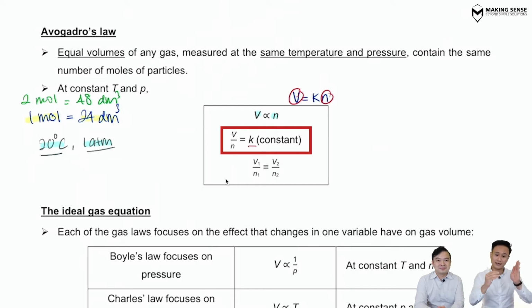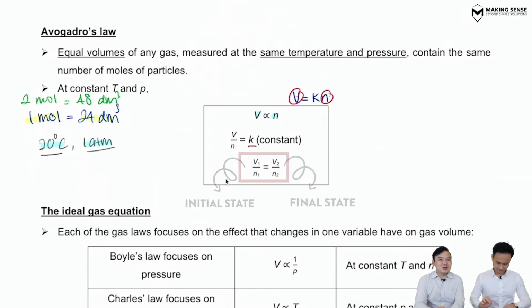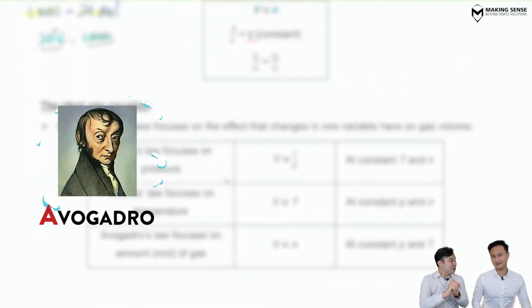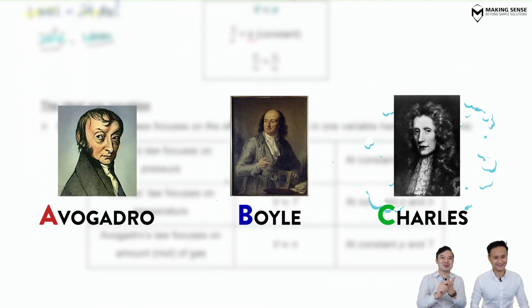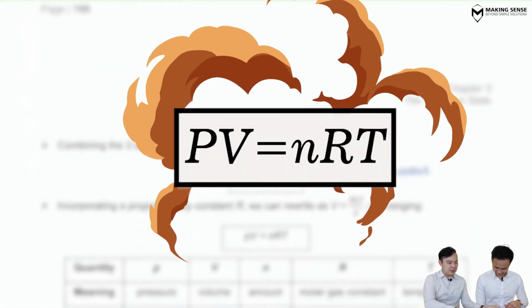So once again, if V over N is always constant, V1 over N1 equals V2 over N2, okay? So far we have gotten all three laws, right? ABC. A is Avogadro, Boyle's law and Charles' law. So what we're going to do is combine these three equations together, and you're going to end up with this particular relationship.